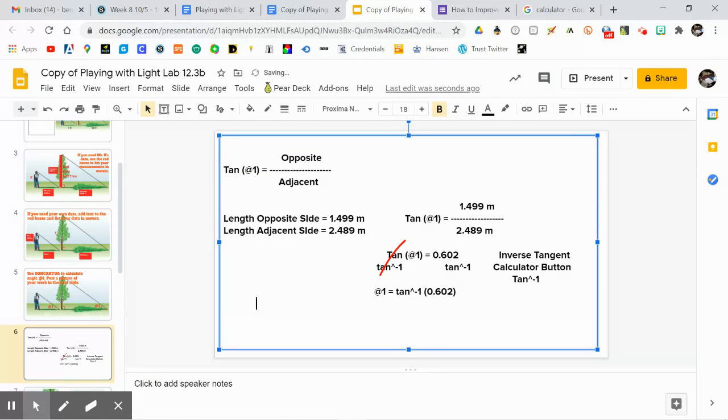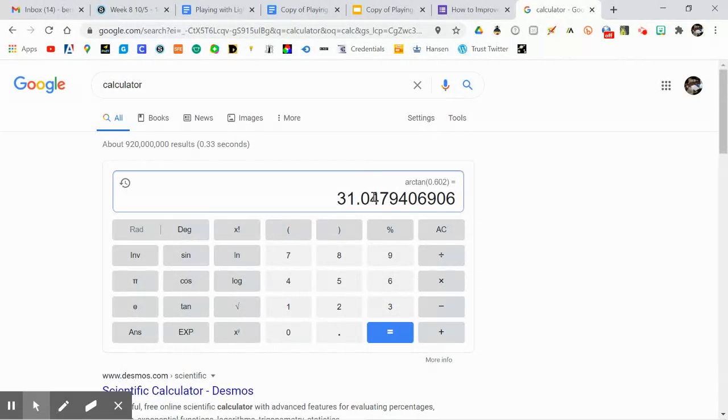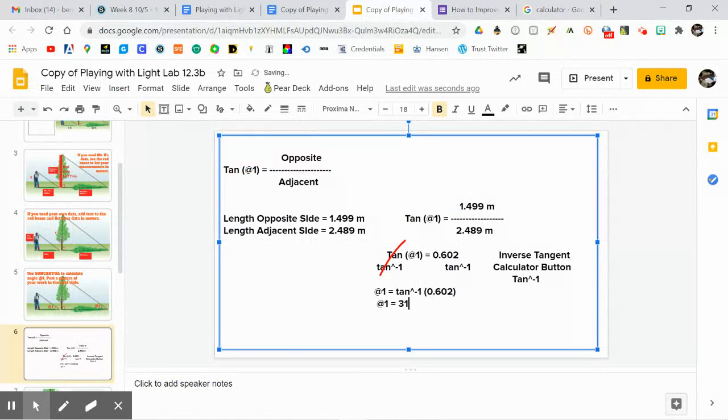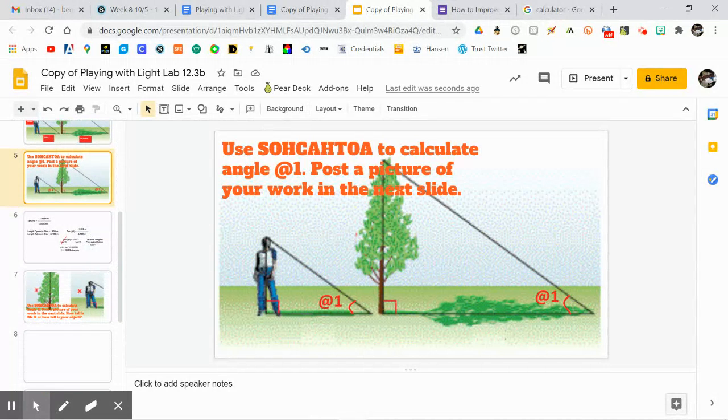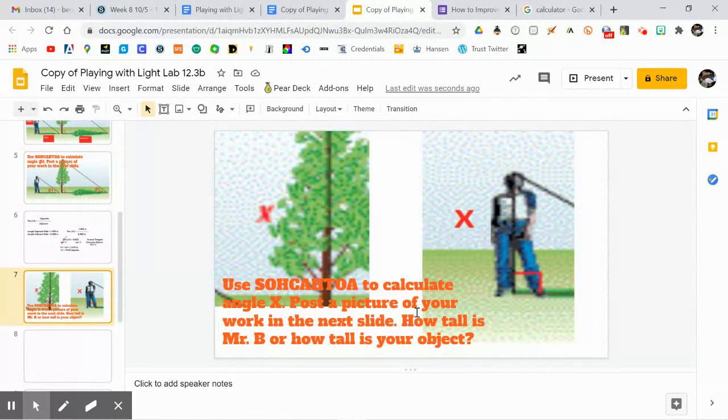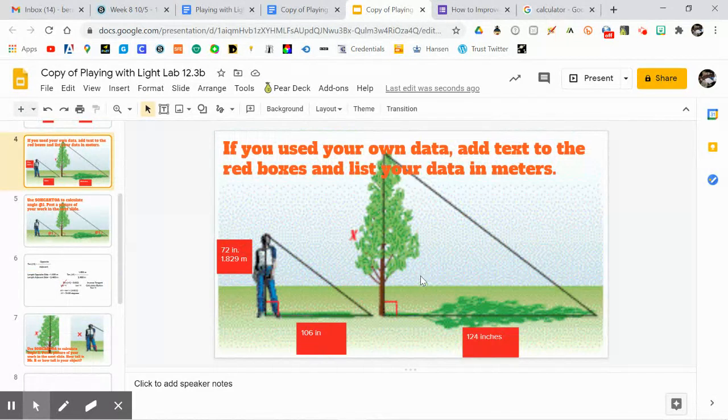So now that's going to equal my angle, which equals 31.05 degrees. And that is this angle right here and this angle right here. And so now I can figure out how tall the tree is, or how tall the object is, or how tall Mr. B is, because I have this information.